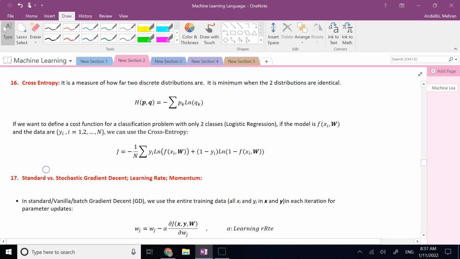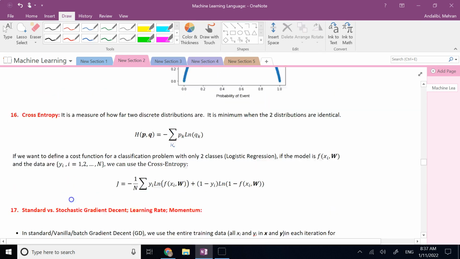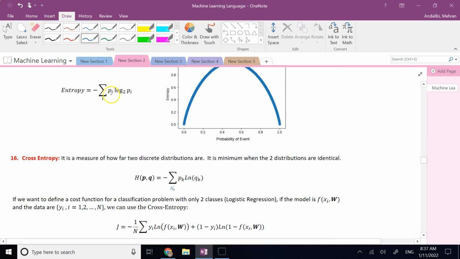If we call those distributions P and Q, these are the probability density functions, and we want to see how close they are, then we take a summation over k of negative p_k natural log of q_k. You see this is very similar to the entropy definition, except you change the second p to q. And instead of log2 we use natural log, but you can still use log2. It all depends on the type of distributions that you have in P and Q.